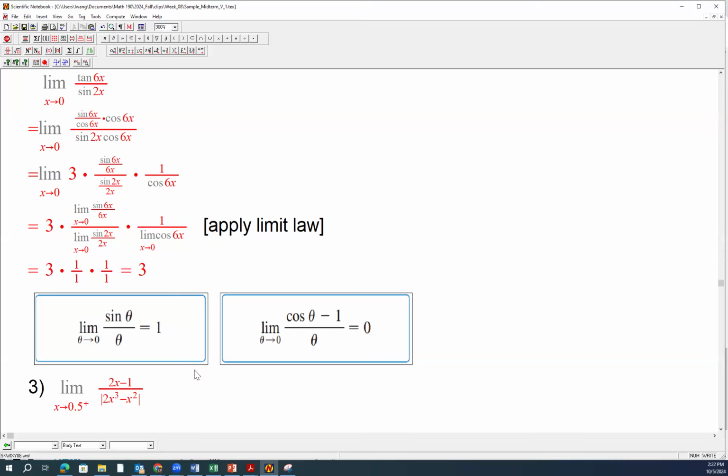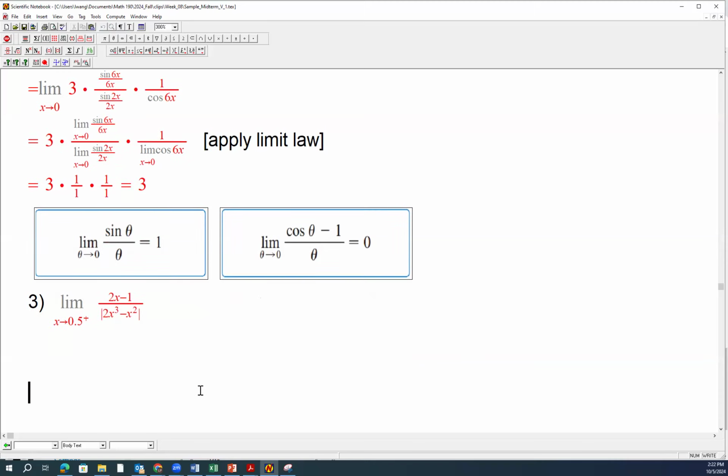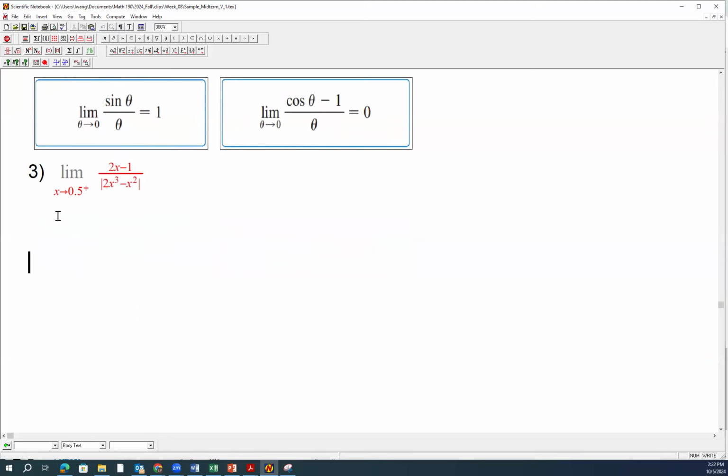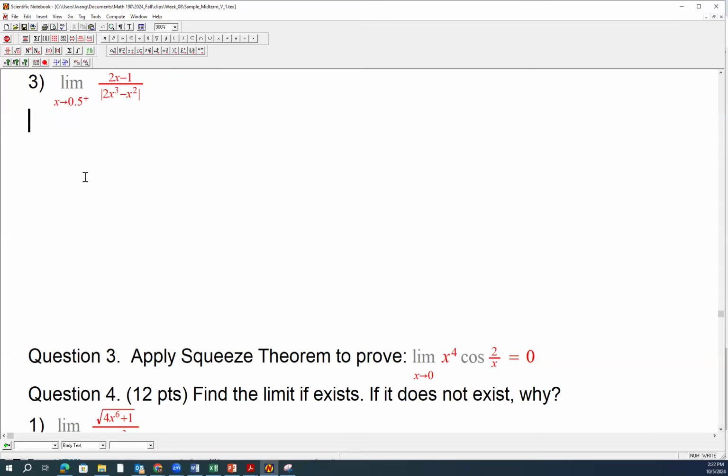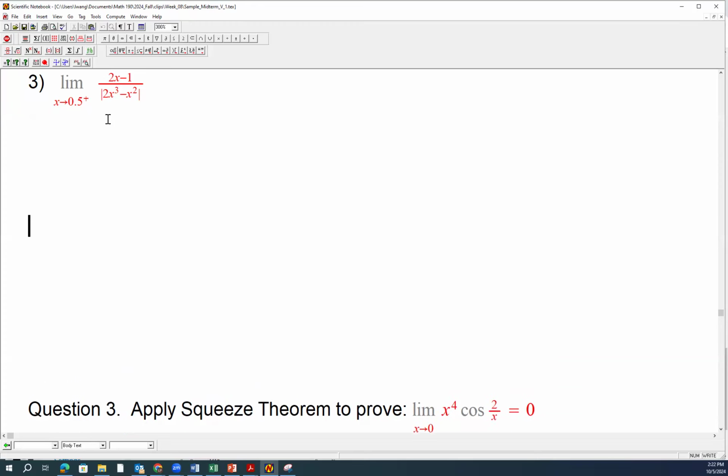Number 3. Okay? Number 3, we encounter this absolute value, right? When we do direct substitution, we know in the absolute value case, we cannot do direct substitution. So what can we do? Okay, so let's do some algebraic manipulation.